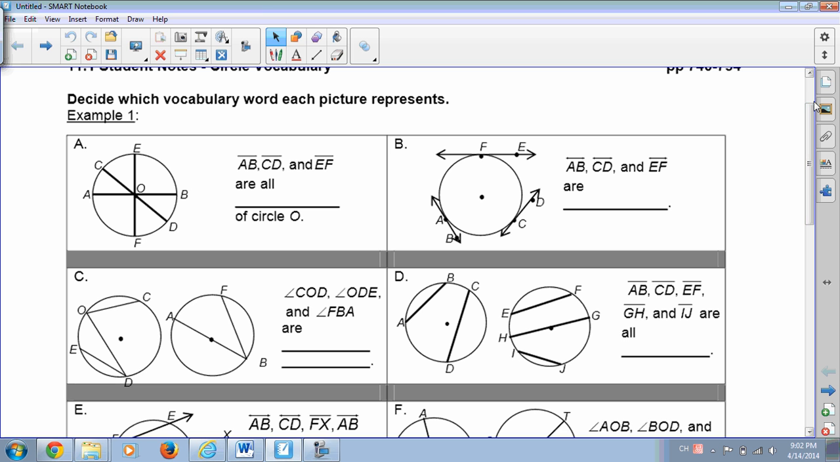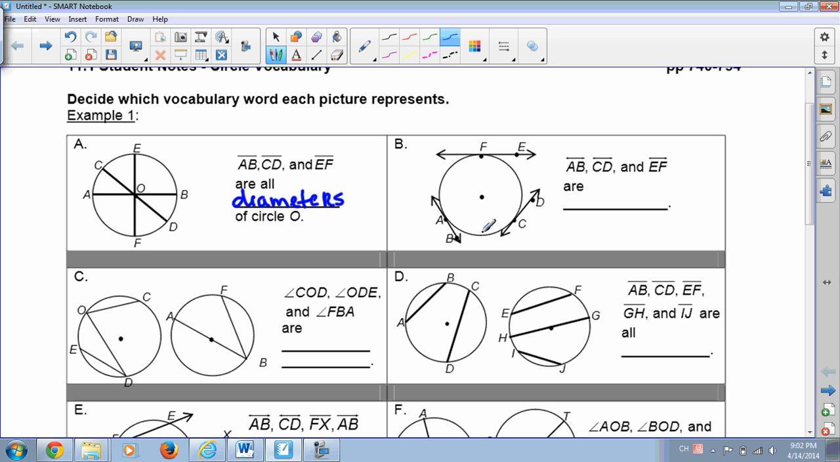For example, number 1A, you already know. What is AB? Line segment AB goes through the center of the circle and touches each edge. CD goes to the center, touches each edge, and so does EF. These are called diameters of the circle because they go through the center and they touch each edge of the circle. They are also segments. They are not lines or rays. They are segments that go through the center of each circle.